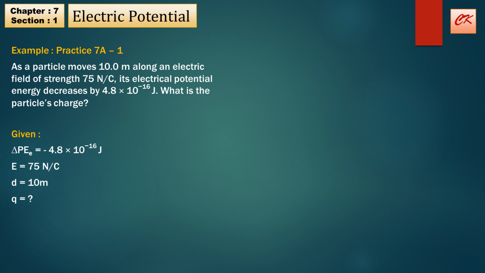As a particle moves 10 meters along an electric field of strength 75 Newton per coulomb, its electrical potential energy decreases by 4.8 × 10^-16 joule. What is the particle's charge? Given potential energy change is negative 4.8 because it decreased, 10 to the negative 16, electric field 75, d is 10.